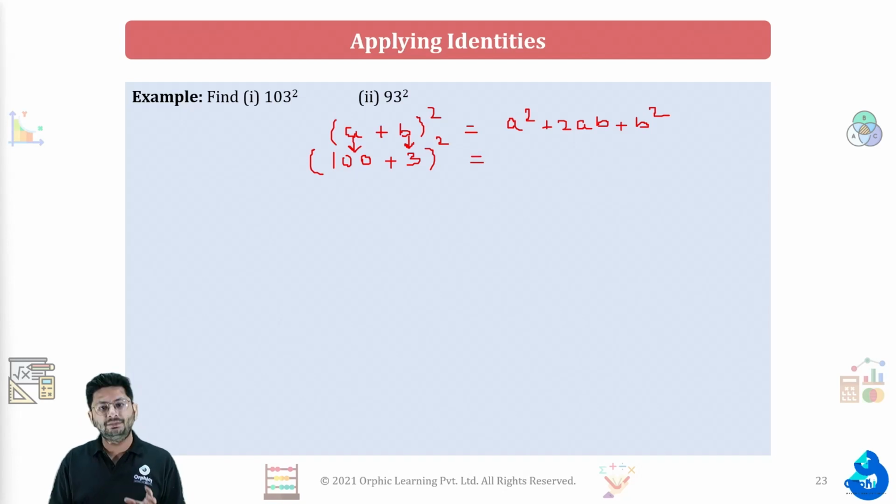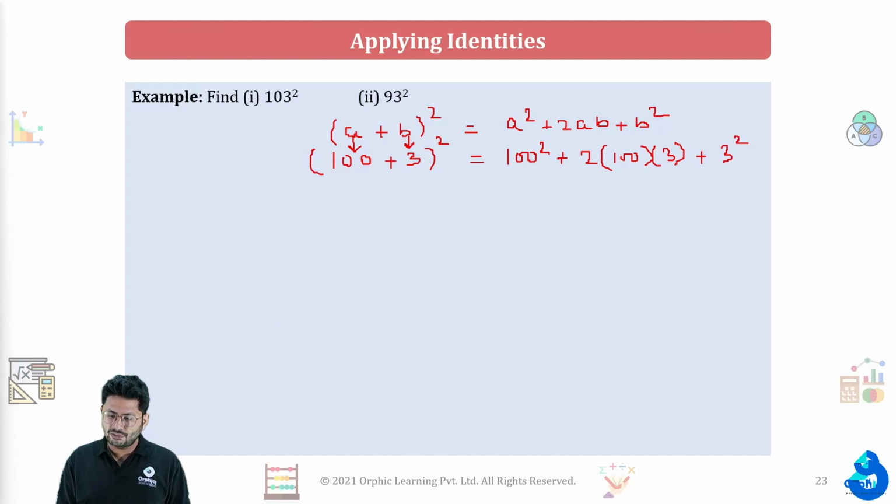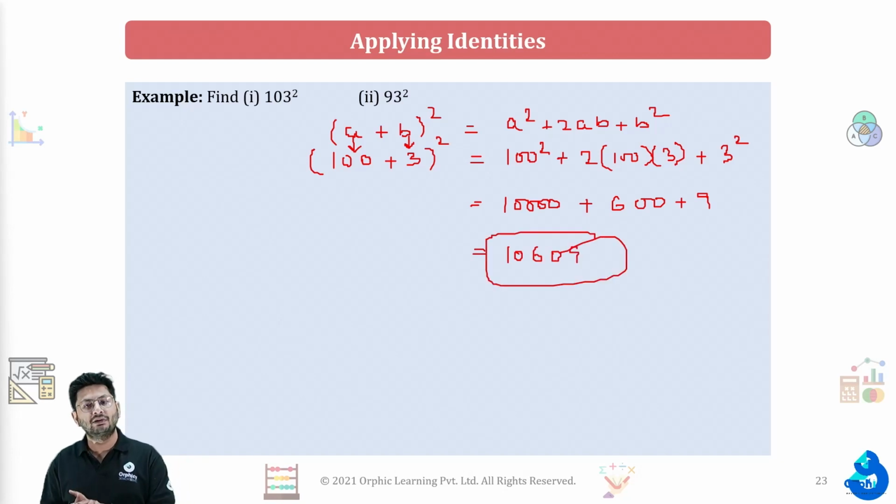So we'll open this bracket of square as 100 square plus twice of 100 into 3 plus 3 square. That will be equal to 10,000 plus 600 plus 9. And I would say that the final answer would be 10,609. कितना simple हो गया ना question using the identity? Otherwise, we would have to multiply 103 into 103. That would be quite difficult. Okay. Similarly, we can solve the next one.